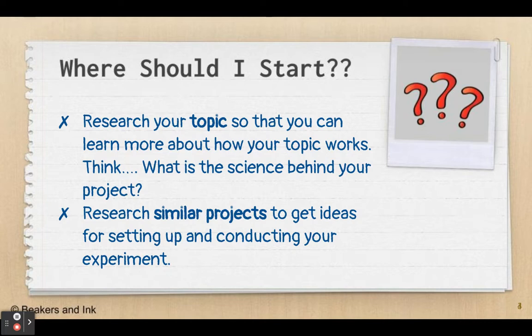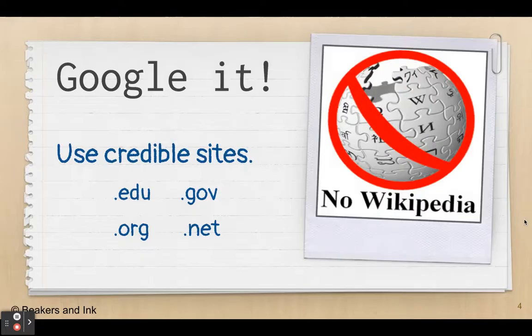Research your topic so that you can learn more about how your topic works. So, you really should think to yourself, what is the science behind my project? You can research similar projects to get ideas for setting up and conducting your experiment. Really, to just get a general idea of what types of materials I need, what measurements I should be taking, what units. Also, the procedure. What should the step by step directions be for my experiments? You should use these similar projects almost as a model of how to set up your own project.